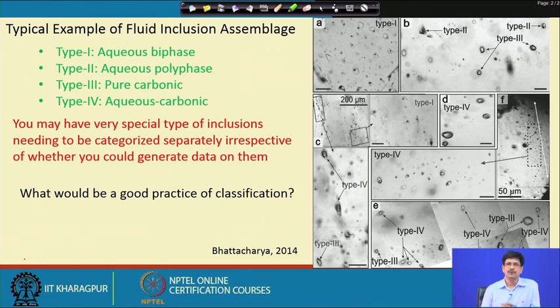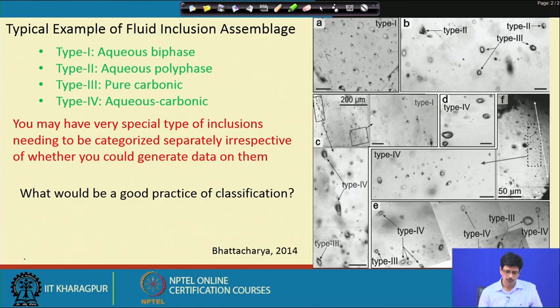like type 1 could be aqueous biphase, as I told you that the hierarchy could be different depending on the inclusion population. Type 1 is aqueous biphase, type 2 is aqueous polyphase, type 3 is pure carbonic, type 4 is aqueous carbonic. But sometimes you may get a very special type of fluid inclusions, whose photographs I will show, and they need to be categorized irrespective of whether their microthermometric data is being used or not, because they do represent some special circumstances. For example, inclusions containing graphite, which I will be showing later.